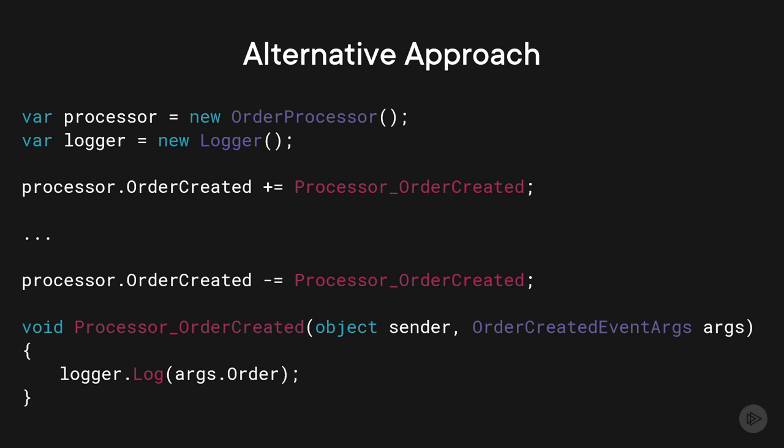Another approach is to implement IDisposable, but we'll get to that in the last module of this course. The most important takeaway from this is that you should always unsubscribe your event handlers. Plan your application architecture so that it's easy to do so.